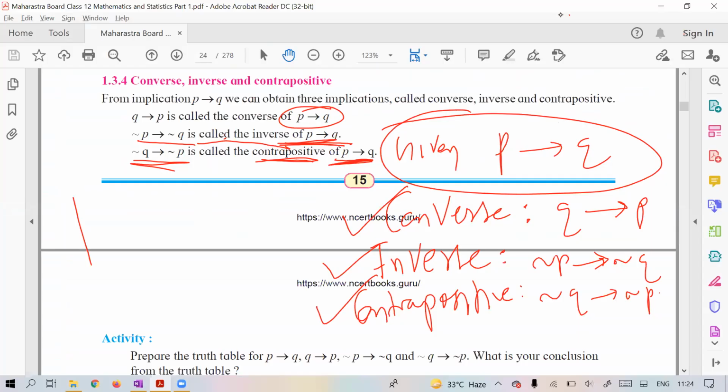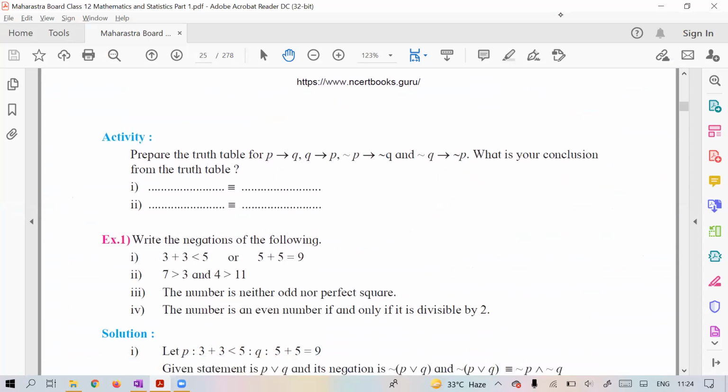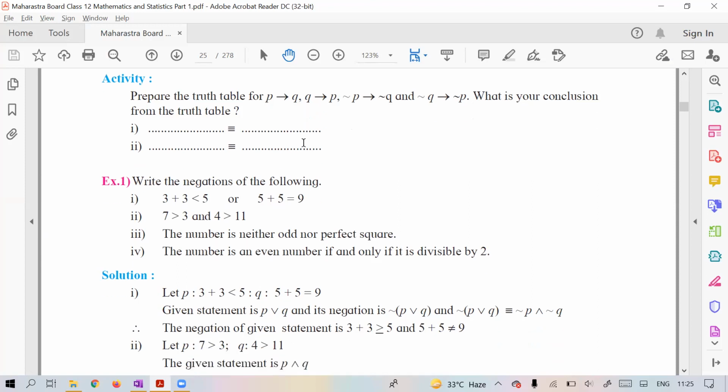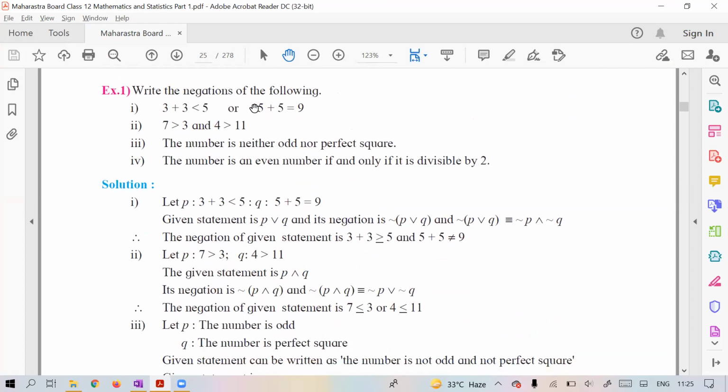So now we have some problems. You can see here there is an activity. So I did that. Prepare truth table for given statement, their converse, inverse, and contrapositive. So you notice that given statement and contrapositive are equivalent, converse and inverse are equivalent. Write the negation of the following. Like this type of questions you can do at your home, right? You can write simply negations of or statement, and statement.